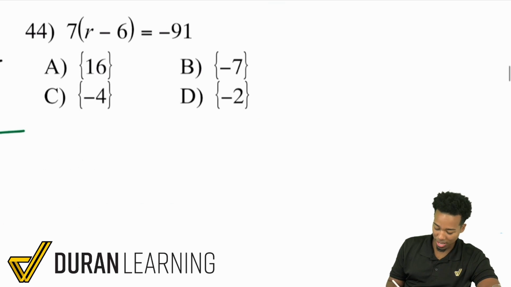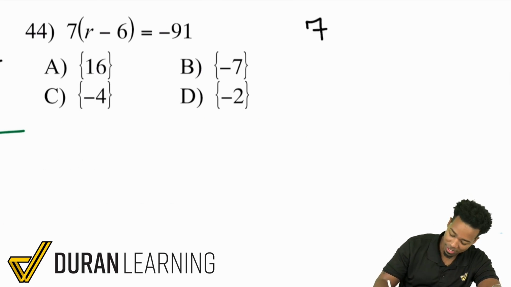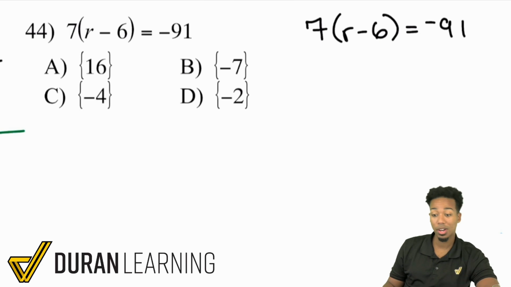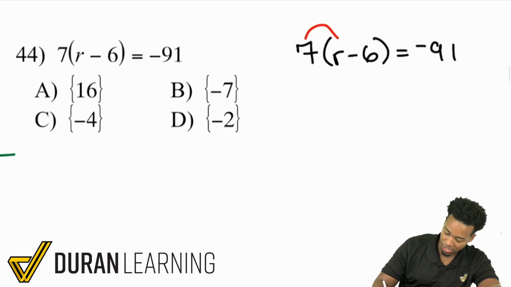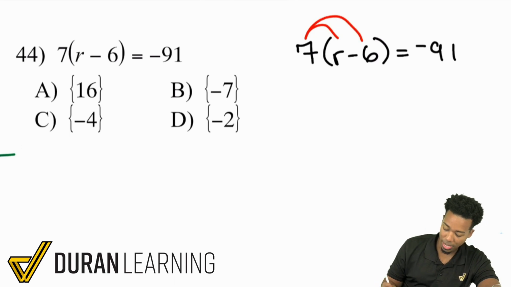I want you to go ahead at some points, pause the video, and give it a shot yourself here, okay? So we have 7, parentheses, r minus 6, close that parentheses, equals negative 91. So what we're going to do here, my party people, is this. We're going to distribute that 7 to the r and to the negative 6. 7 times r is 7r. 7 times negative 6, well, that's going to be 42, but negative.